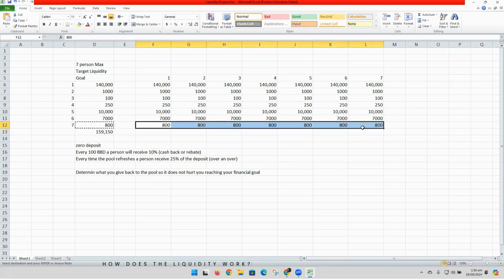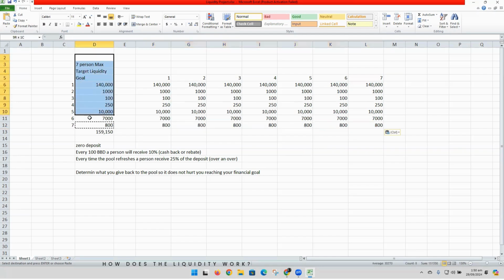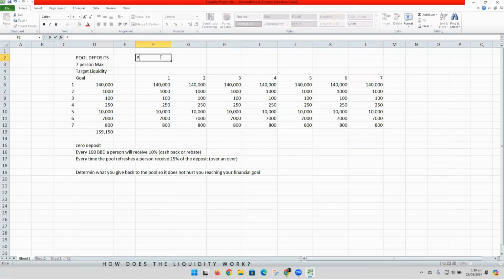Now let me show you the power of it. This part of it here goes to the pool. This is pool deposits. And these are participant deposits here.